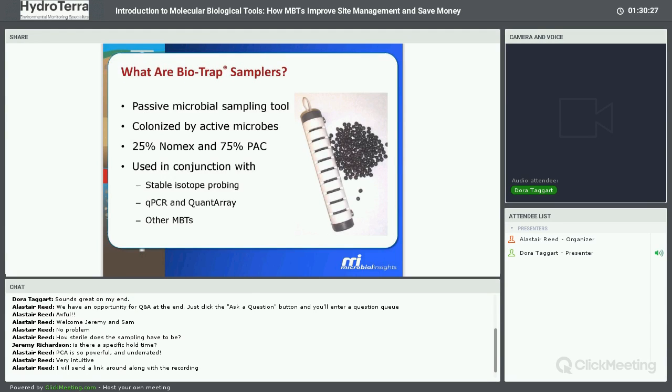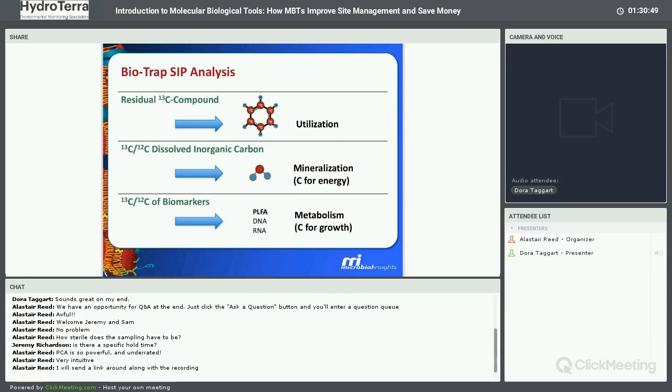So we absorb these compounds on our biotrap in the stable isotope probing process. We're going to put like a 13C benzene on here, put it in our monitoring well. Then any organisms that are native to our monitoring well that can use this compound are going to colonize, form biofilms on these biotrap samplers, and then start to use that food source that we put down in the well.